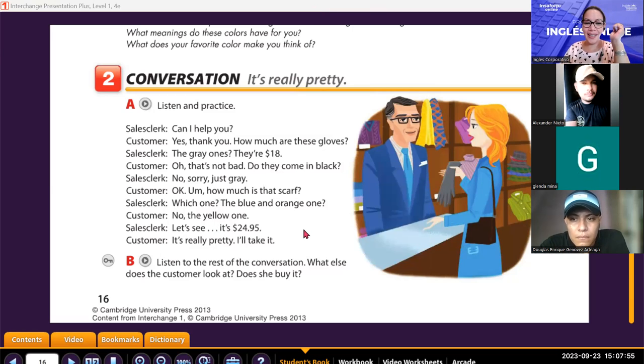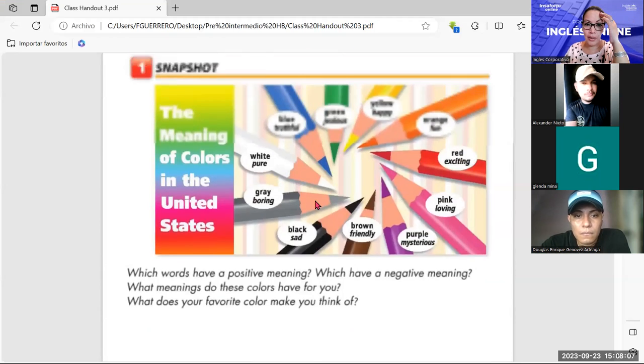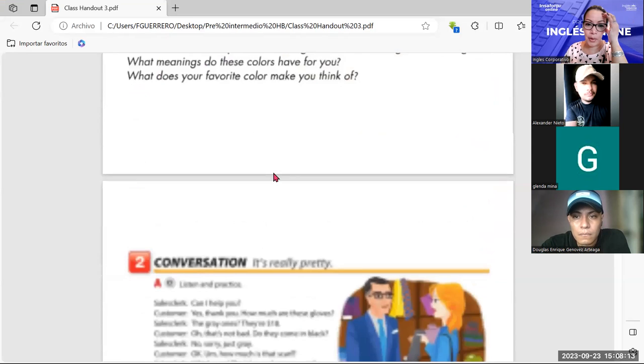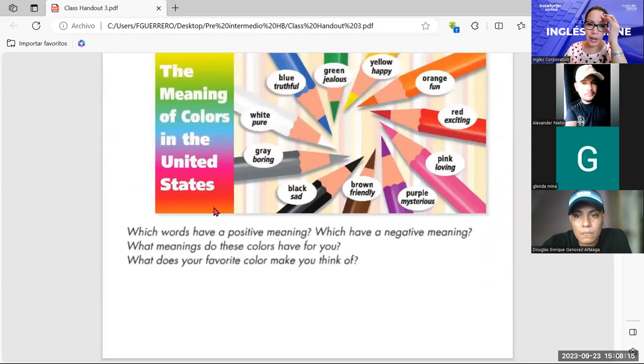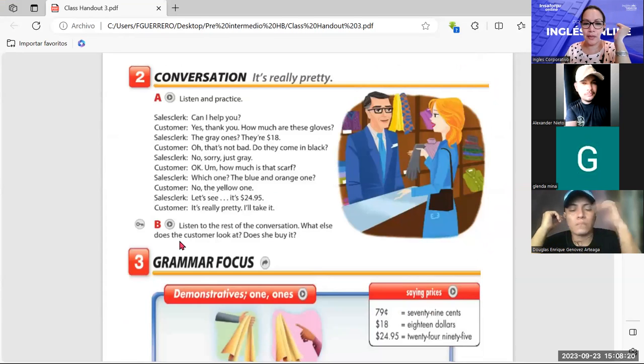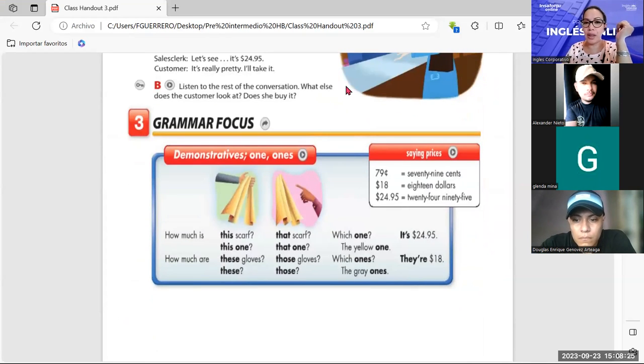So yes, they were talking about a hat and she didn't buy. So that's it. Yesterday I shared with you this document and that is where we started yesterday, section number 3. This is in your WhatsApp group. We started yesterday with the colors, the meaning. We practiced this conversation and now we have completed part D. Now for the grammar focus, we have the demonstratives. Let me play the audio for you and then we're going to explain a little bit about it.